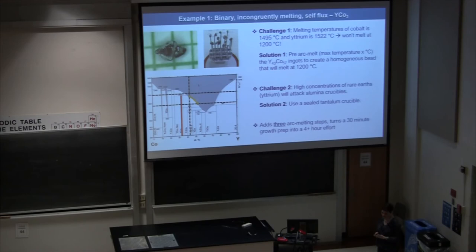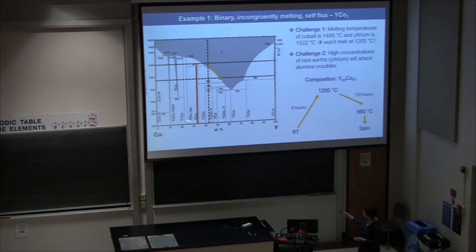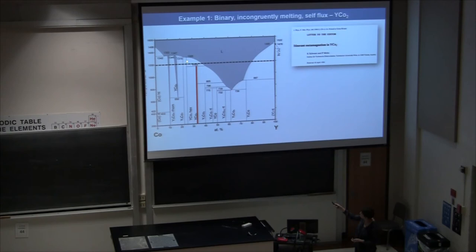Yeah? So why didn't you use the stoichiometry? Why didn't you use 33% yttrium and 66% cobalt? Oh, so this material is incongruently melting. If I use a mixture here and I cool down, I'm going to precipitate out yttrium cobalt 3. This liquidus is not connected to the yttrium cobalt 2 phase. It's always connected to its vertical line.